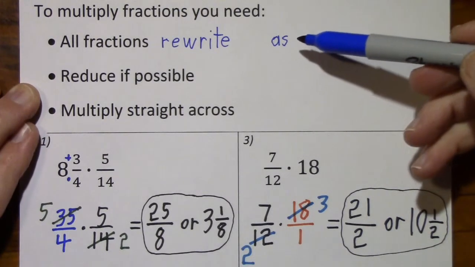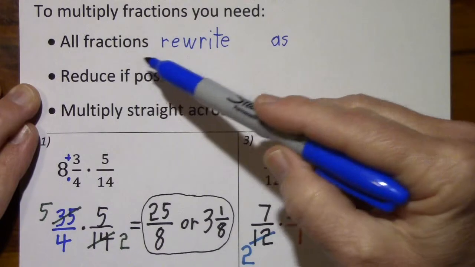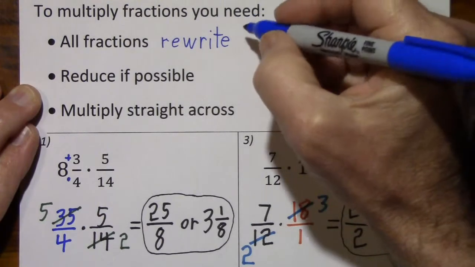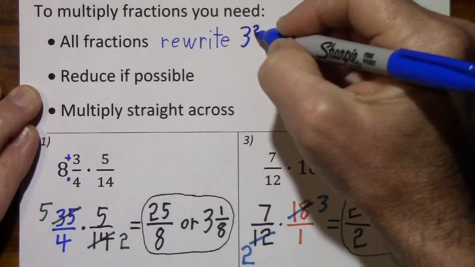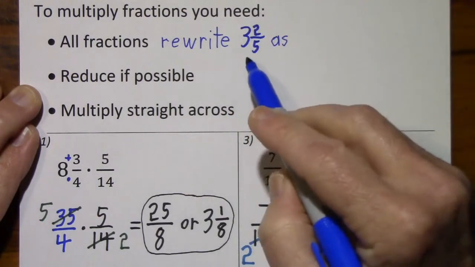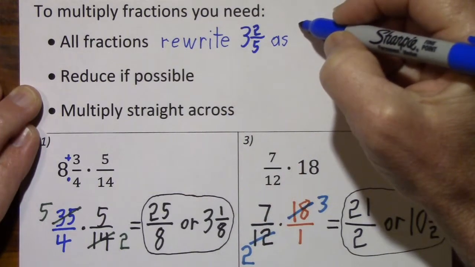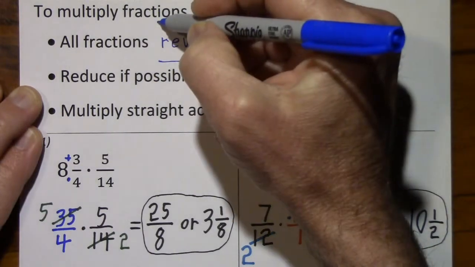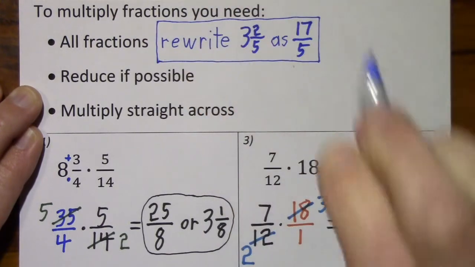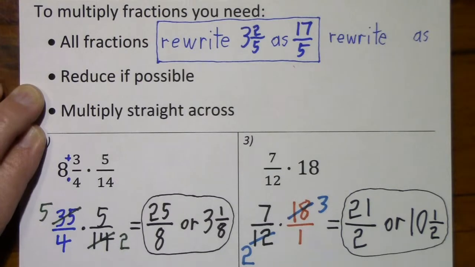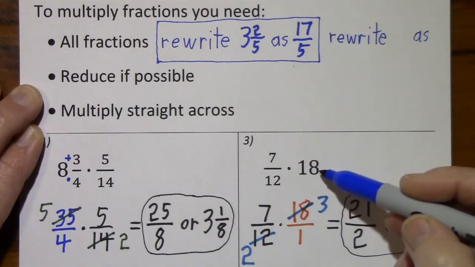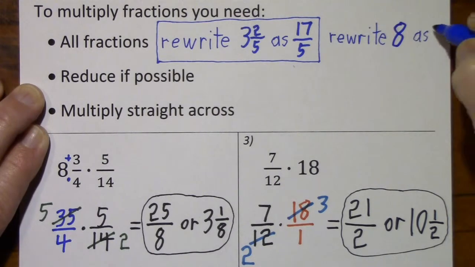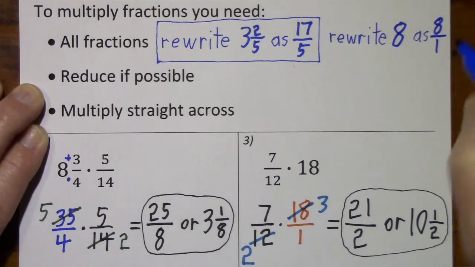So a real fast review here. To multiply fractions, you need all fractions. If you have a mixed number, such as the case here, let's say you had 3 2/5, you would rewrite 3 2/5 as 17/5. And if you have a whole number, let's say if you had the number 8, you would rewrite it as 8 over 1.